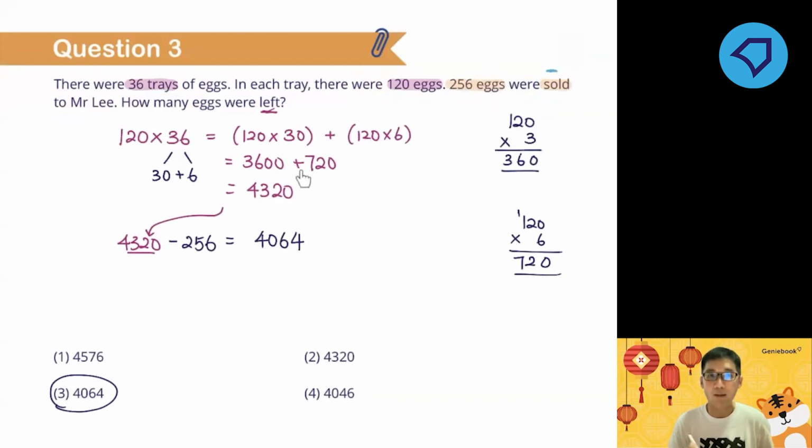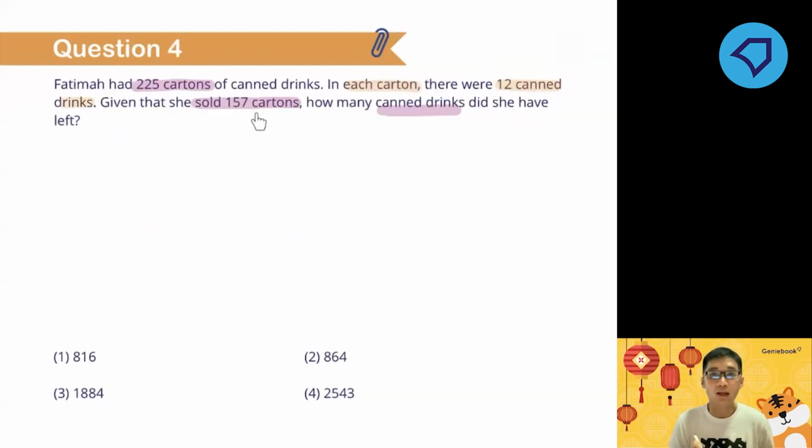In this question 3, I was told how many eggs were sold. So that is why I performed the subtraction last, after I found out how many eggs there are in total. But for this one, I am not told the number of canned drinks sold. I am told the number of cartons sold. So I think the most efficient way for this question is to first find out how many cartons of drinks Fatima had left. I should subtract the number of cartons that she sold so that I know how many cartons were left, right?